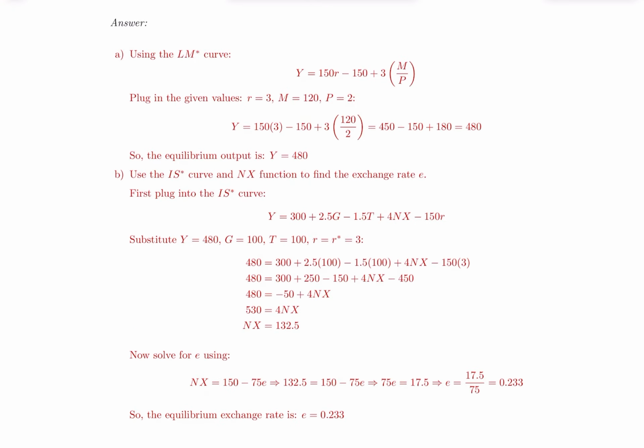B. Find the exchange rate using the IS star curve and the NX function. Plugging in the given values of Y, G, T, and R equals R star into the IS star curve equation, we find NX equals 132.5. Then, using the NX function and solving for E, we find E equals 0.233. So the equilibrium exchange rate is E equals 0.233.